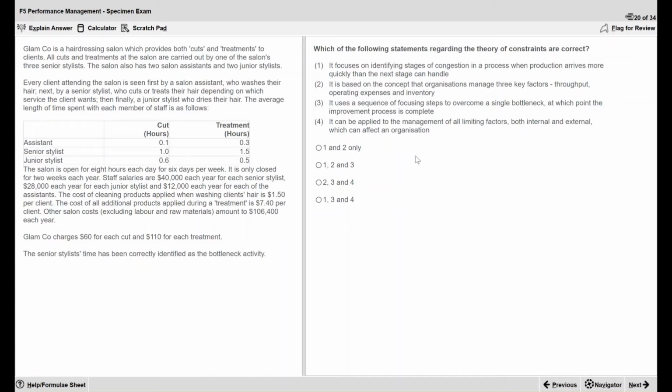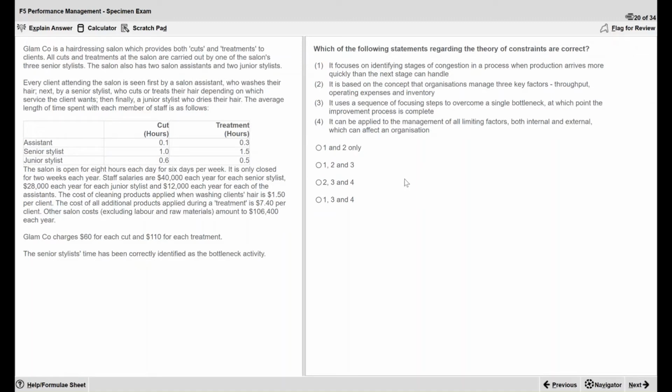It is based on the concept that organizations manage 3 key factors: throughput, operating expenses, and inventory. As we saw in throughput accounting, these are the main things we talk about: the throughput, the operating expenses, and the inventory. We want to minimize the inventory, we want to minimize operating costs, we want to maximize throughput. So this is true. That means 1 or 2 could be the answer.